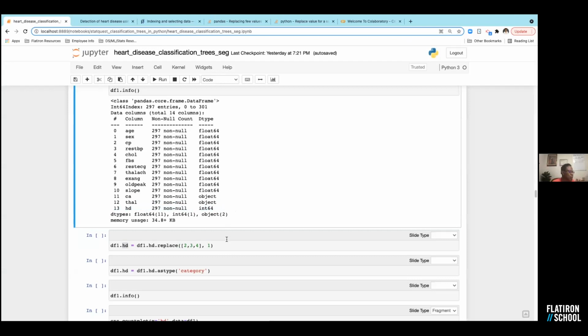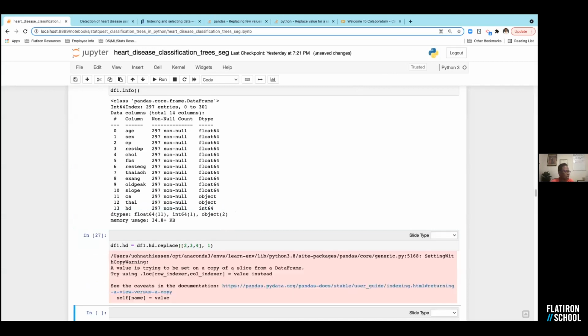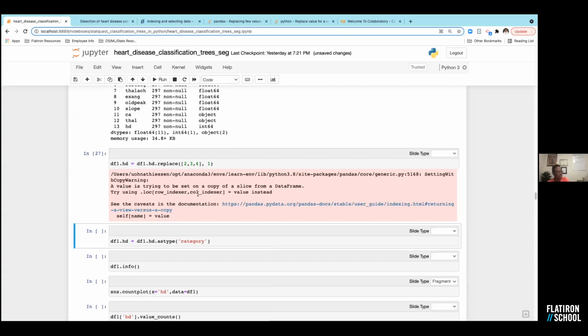First I'm going to change all of the 2s, the 3s, and the 4s into 1s, so that there will be only 2 categories. There'll be 0s for people who don't have heart disease, and 1s for all those who do have heart disease. It's giving me a message here about using loc and the row indexer, but I try to avoid that because it is complicated code. Let me just make sure that that works.